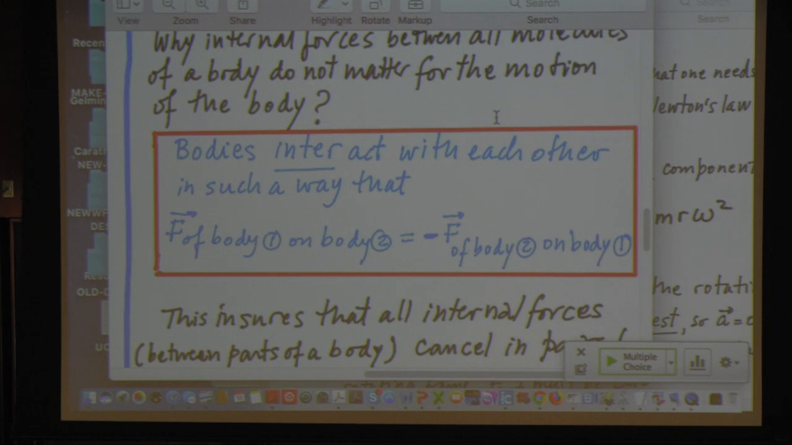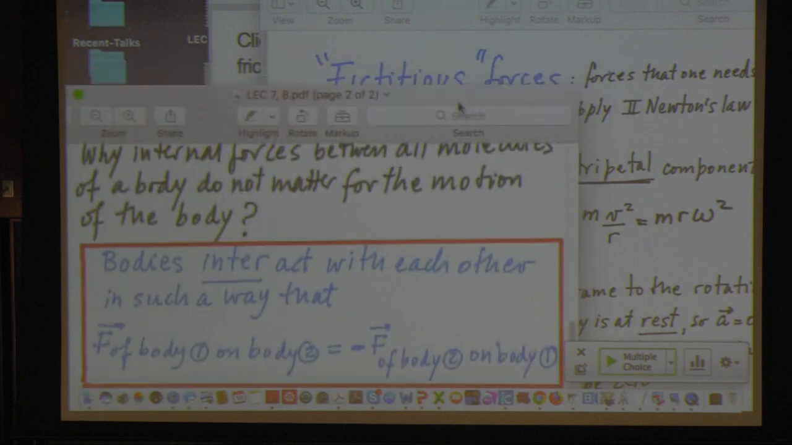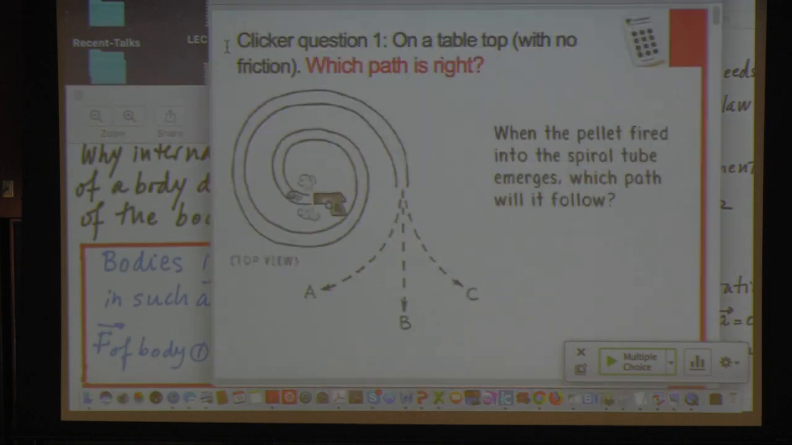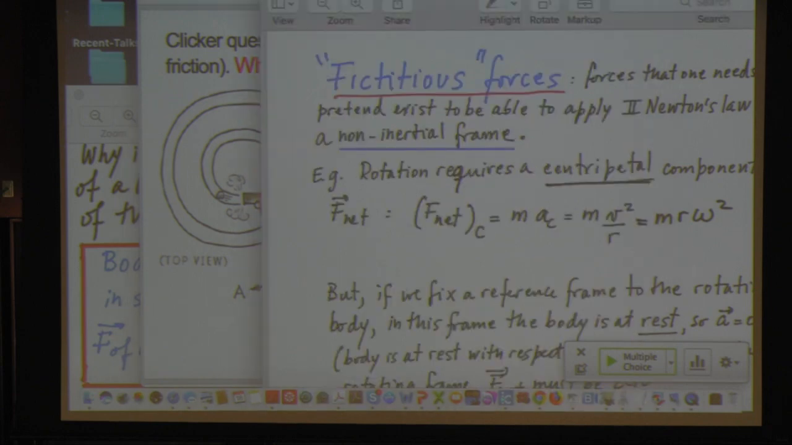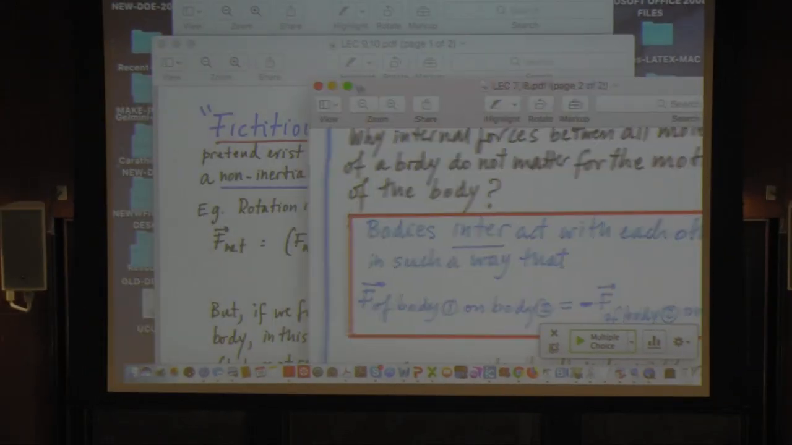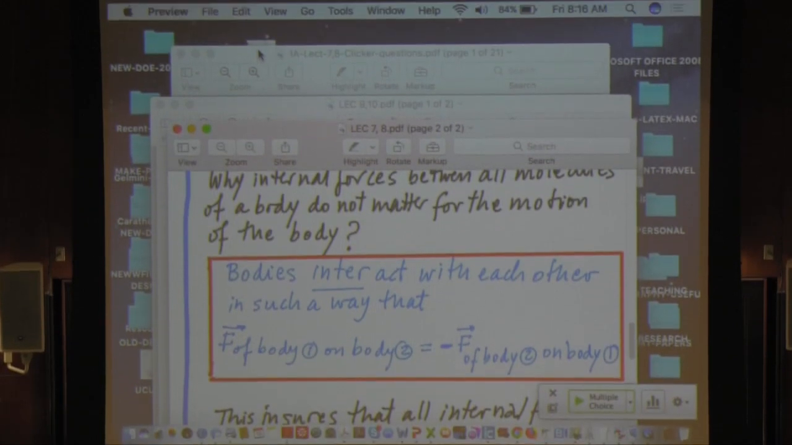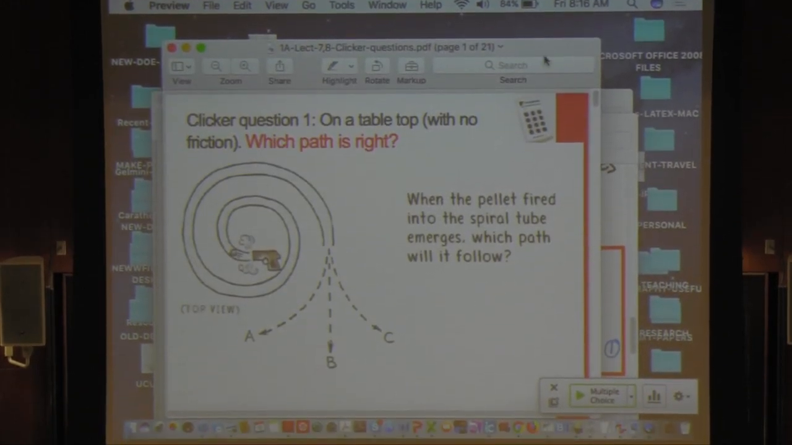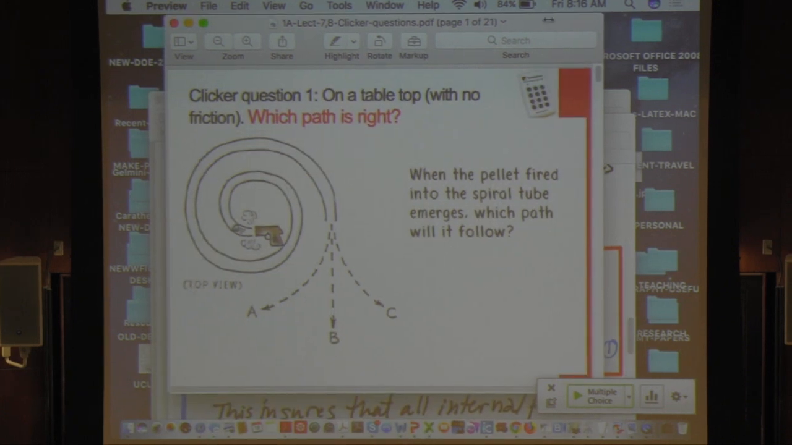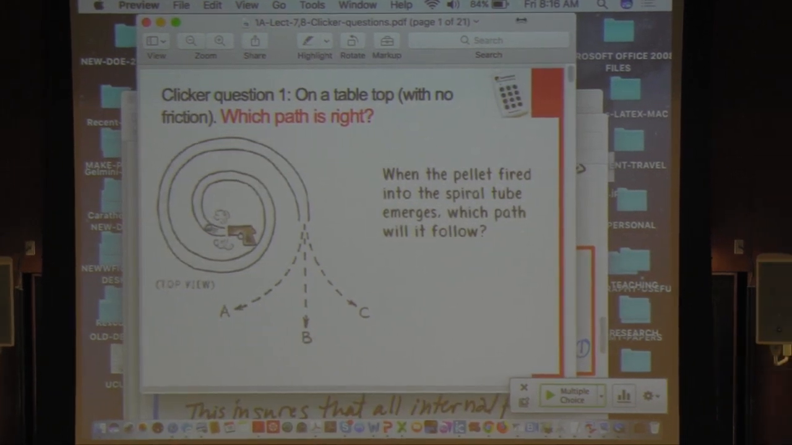Okay, let us go to clicker questions. Let us test our understanding. Okay, this is the first. So let me start the voting. I don't know why this takes so long.